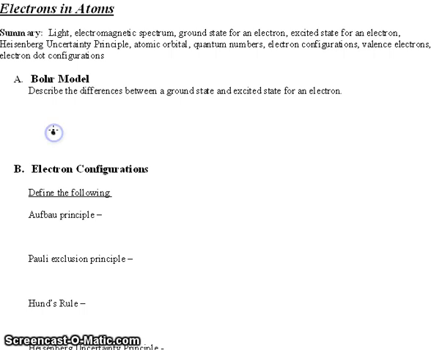if we have a simple Bohr model with our nucleus, and we'll just go very simply with two shells, and say this is a hydrogen atom with just one electron. This one electron, when it's in the ground state, is going to occupy the lowest possible energy level. That's the energy level closest to the nucleus.